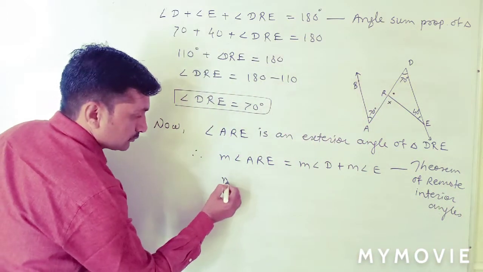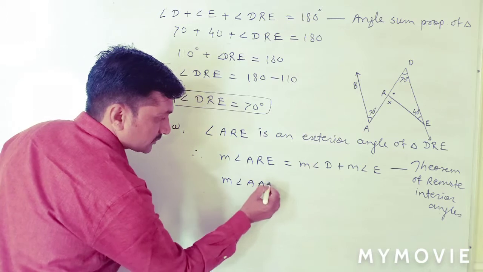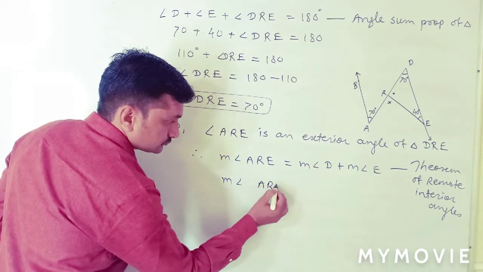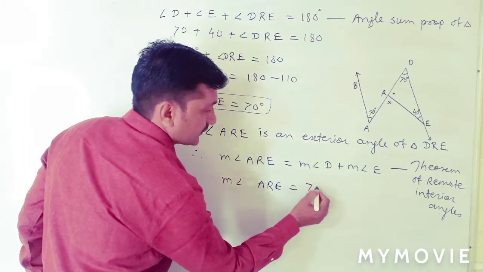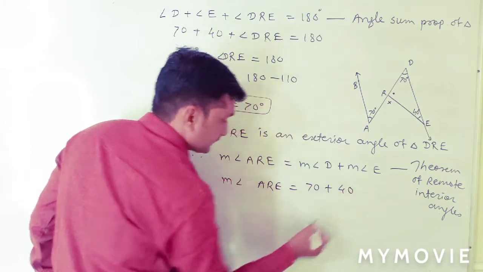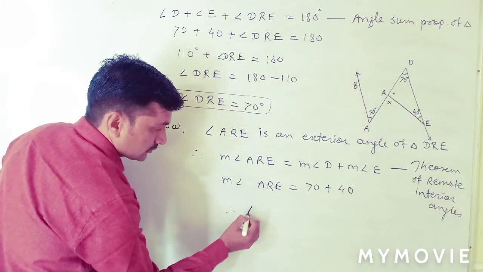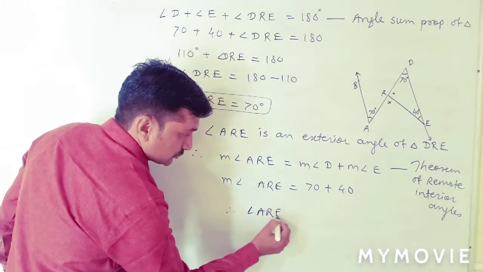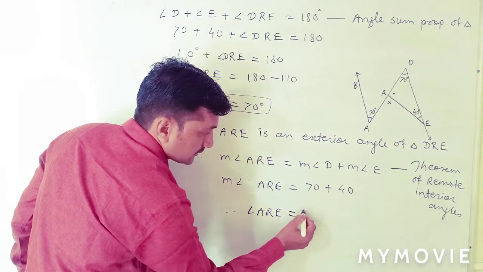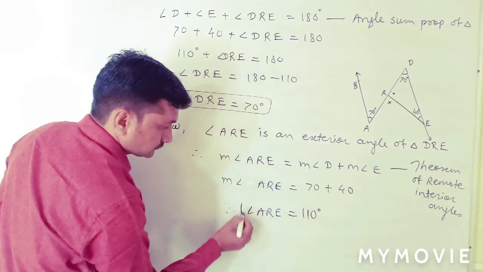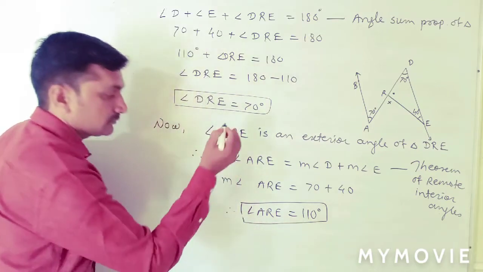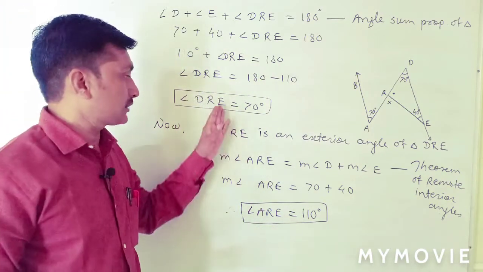Now put the values. Measure of angle ARE is equal to D is 70 plus E is 40. Therefore, angle ARE is equal to 110 degrees. This is the second angle. In this way, we got both angles.